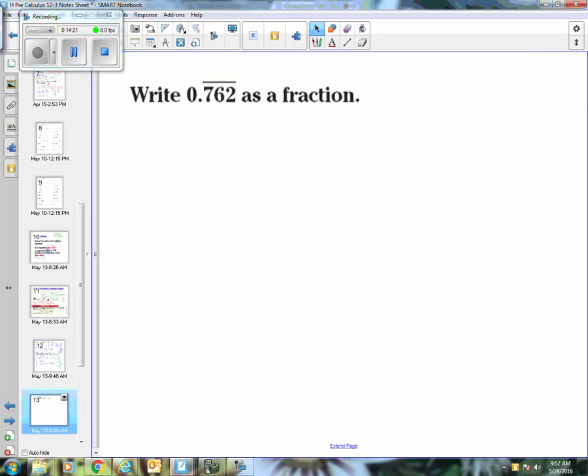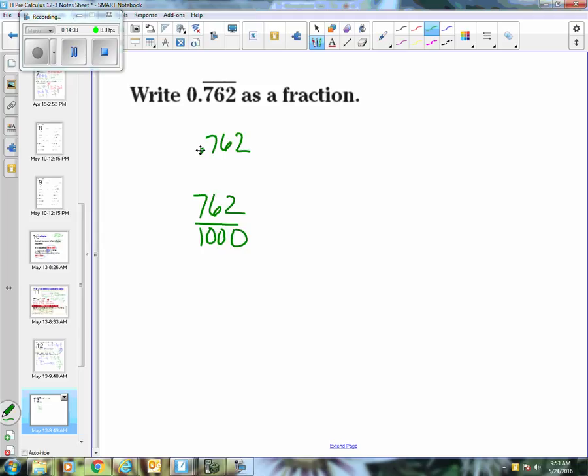It's kind of interesting to see how our number system is put together. The number 0.76 repeating is not as easy to put into fraction form as you might think. If I didn't have the repeating bar over that and it was just 0.762, nobody would have any trouble with that. So it would be 762 over 1,000. We just look at what that place value would be.